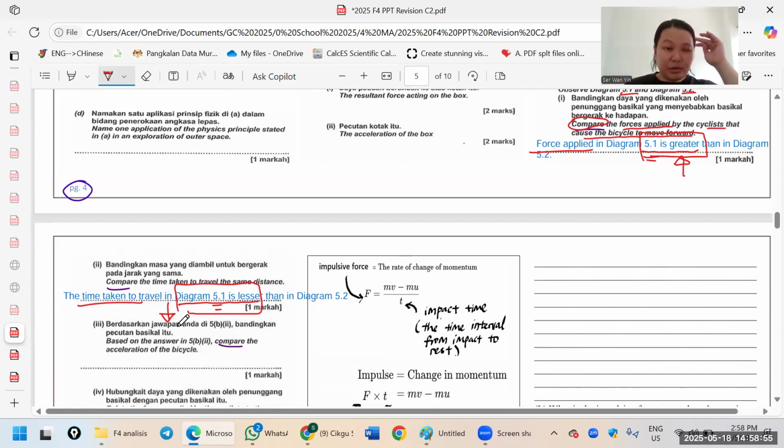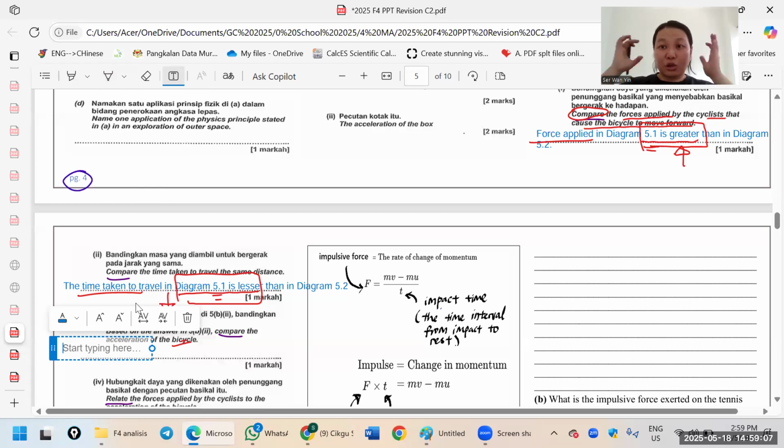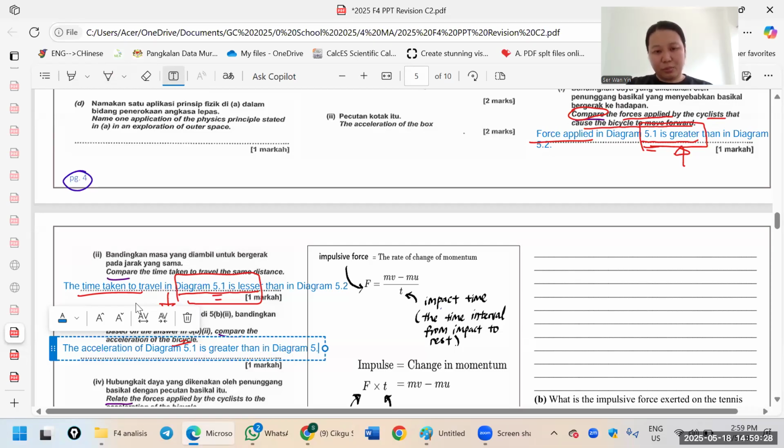And now, based on the answer in 5B2, compare the acceleration of the bicycle. So, of course, that short time means you'll go faster, right? So, the acceleration of diagram 5.1 is greater than in diagram 5.2.